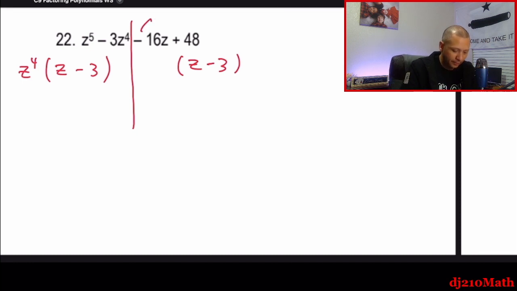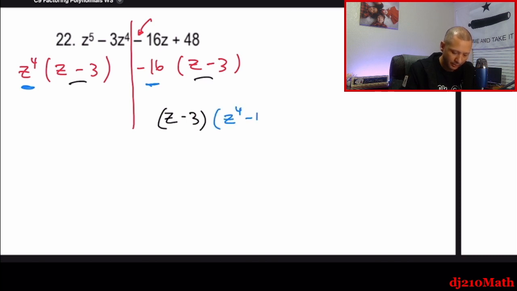Okay, this is negative. So I'm going to definitely take out a negative and take out a 16. Okay, 16 times z, 16z. Negative 16 times negative 3 is positive 48. So z minus 3, that's a factor. The outside pieces, z to the 4th minus 16.